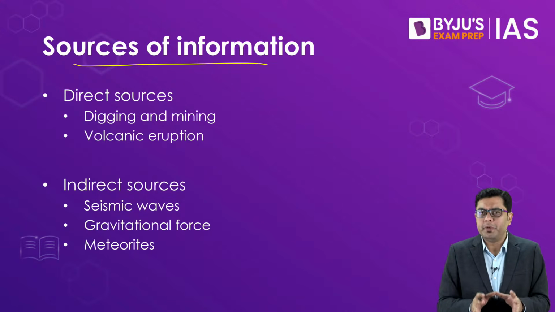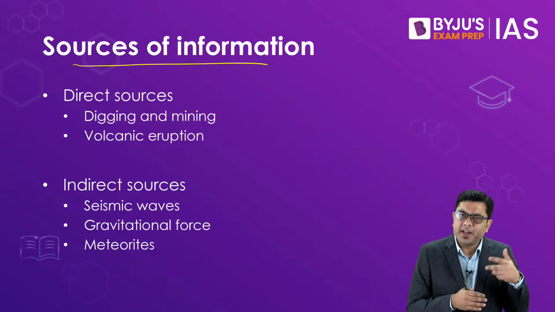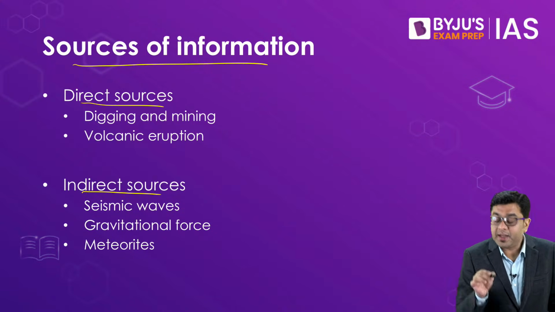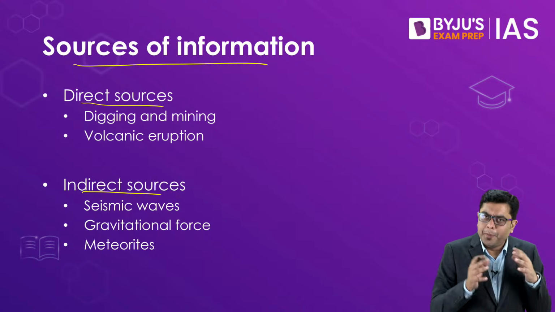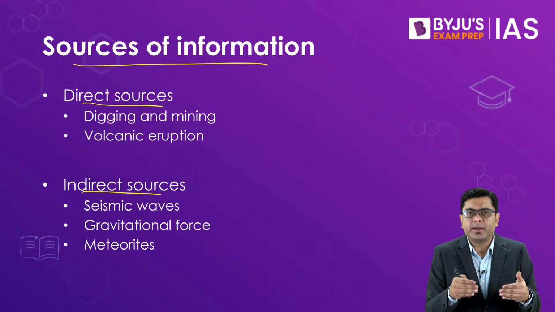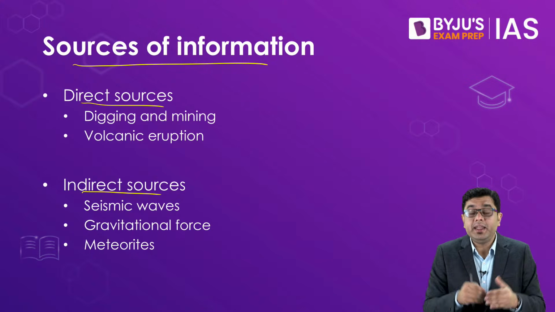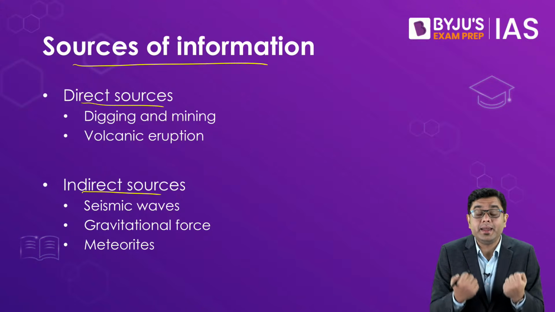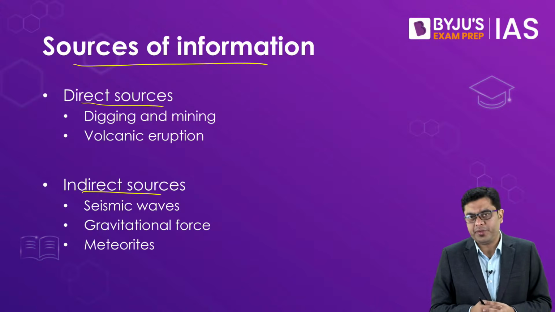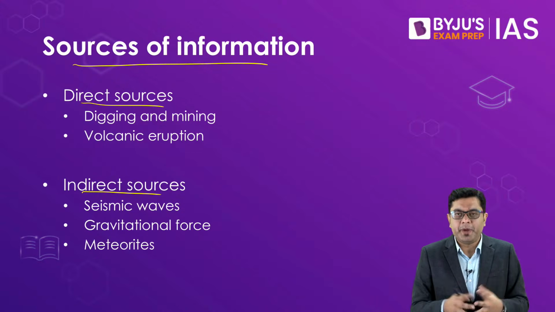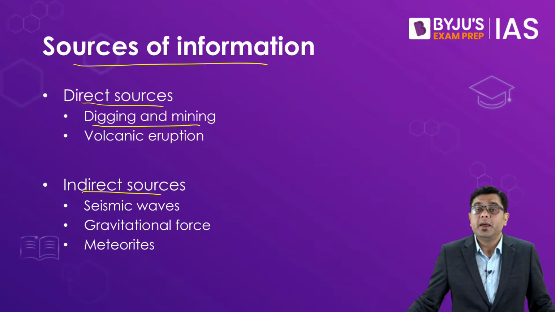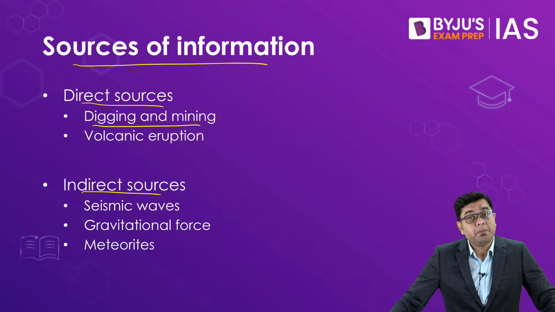The sources of information can be broadly classified into two types. You have a direct source as well as an indirect source. Now, both of these sources help us understand to a certain extent what constitutes the interior of the Earth or what is present in the interior structure of the planet. When we take a look at the direct sources, this is the first-hand information that we get. So basically, one of the sources is the activity of digging and mining.